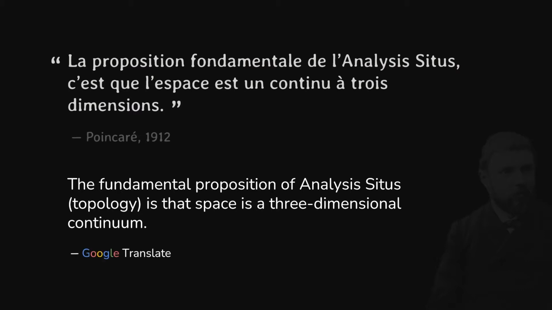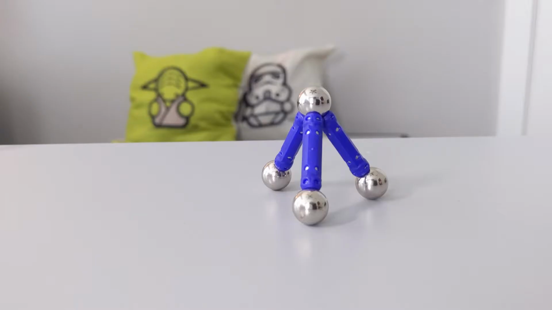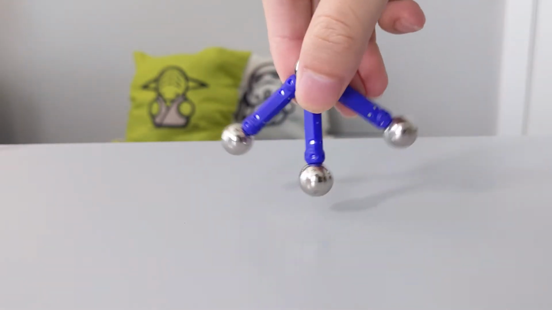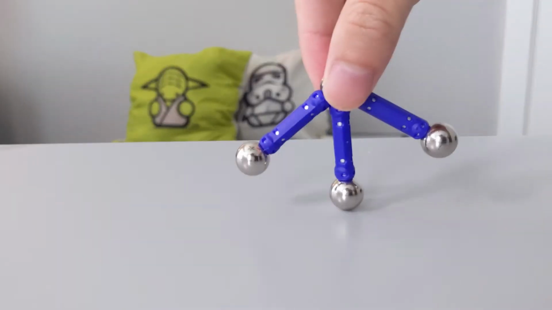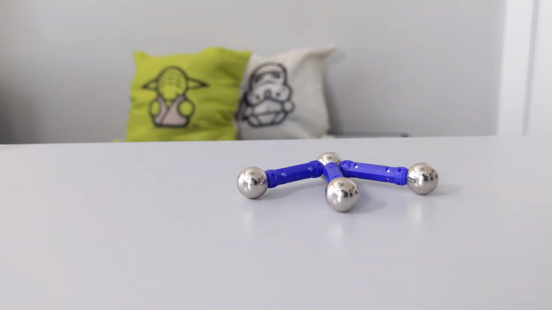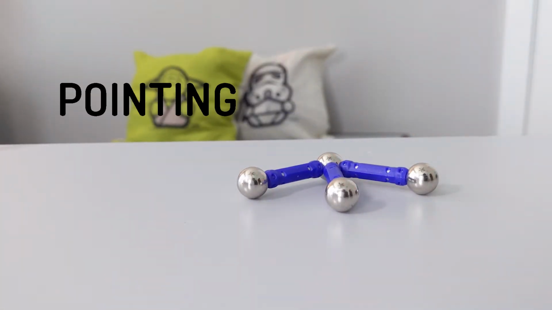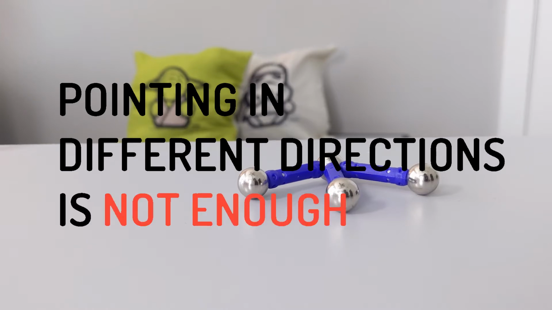How does understanding dimension relate to things standing and falling? Let's go back to our model. To keep this top ball up, we needed the 3 legs to point in different directions. But what does the word different mean? For instance, is this different? The 3 sticks point out with no 2 in the same direction, yet it falls down. So pointing in different directions is not enough.